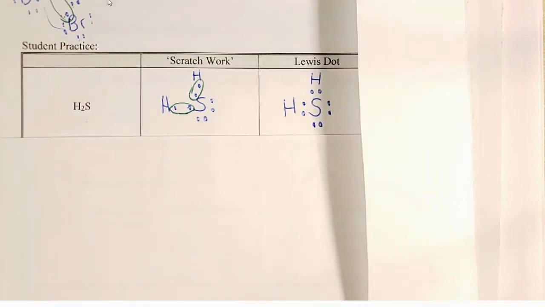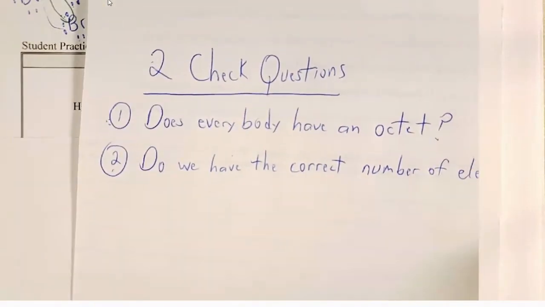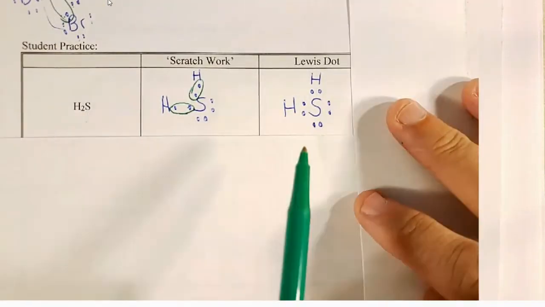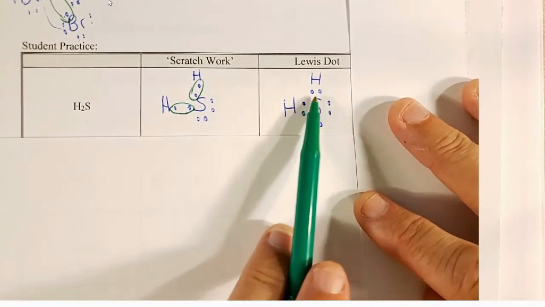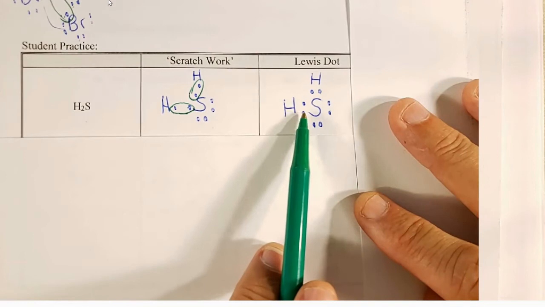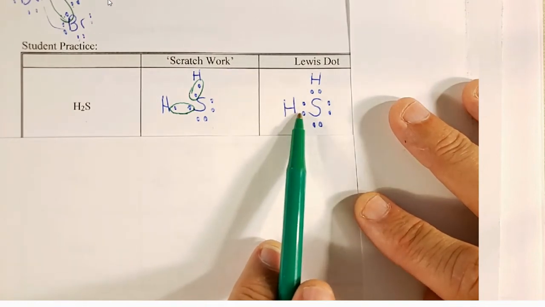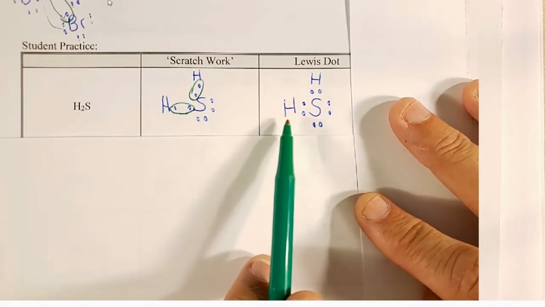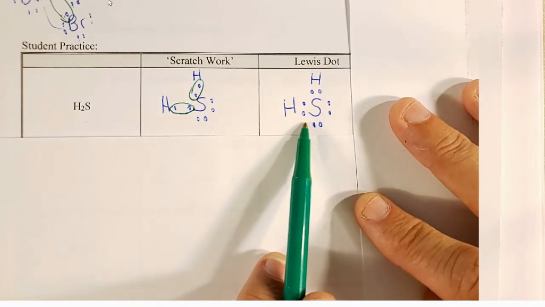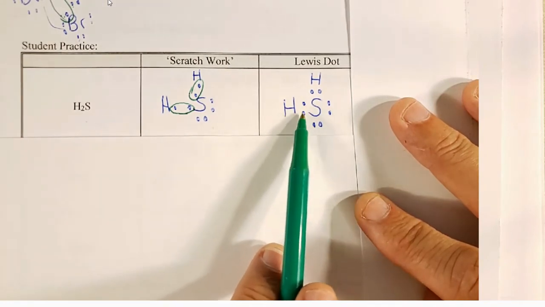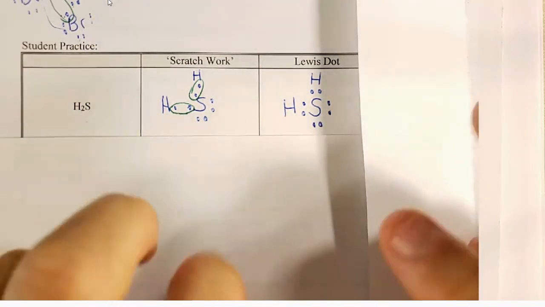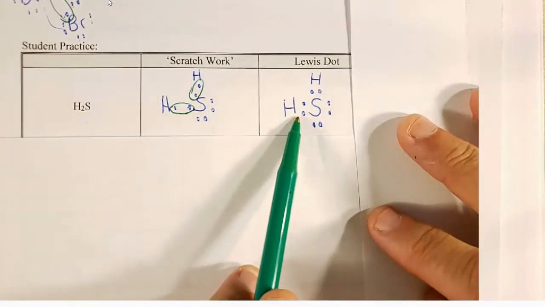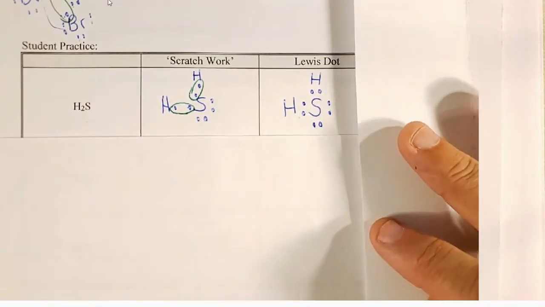Again, just to make sure that I'm right about that answer, there's my two check questions. Does everybody have an octet? And we can see that, yes, the sulfur has access to 8 electrons. Now, the hydrogen does not have 8 electrons around it. It only has 2. But remember, for hydrogen, that is its version of an octet, because hydrogen only has 1 energy level. And it only takes 2 electrons to fill the first energy level, because all you have are s orbitals. There's no p orbitals on the first. So with hydrogen having just 2 electrons around it, that's its, in quotes, octet. So hydrogen is good, and everyone's happy now because they all are very stable.